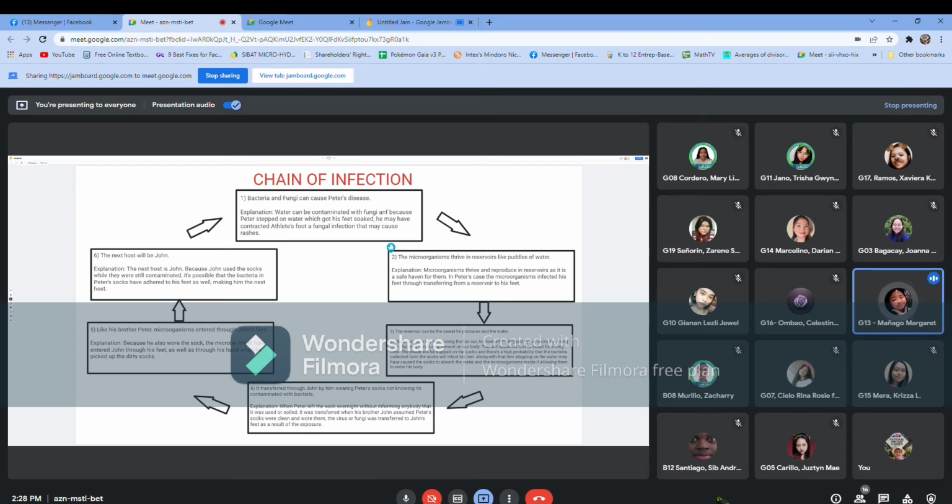Due to Peter joining the fun run, his feet will be trapped by his socks for a long time. Bacteria is naturally present on our body. This will cause his feet to sweat for a long time.